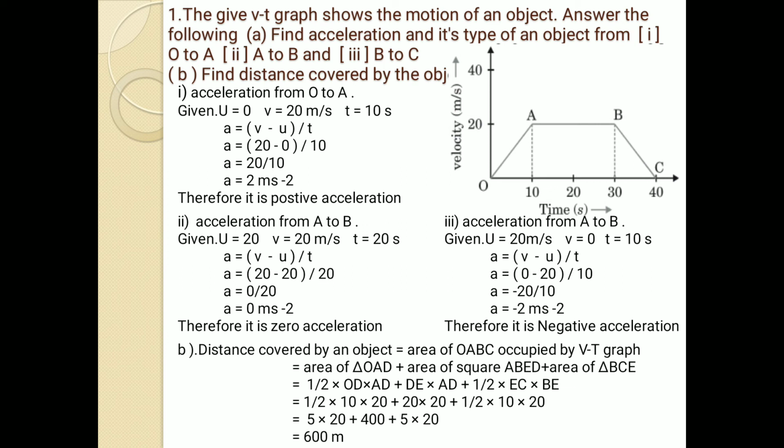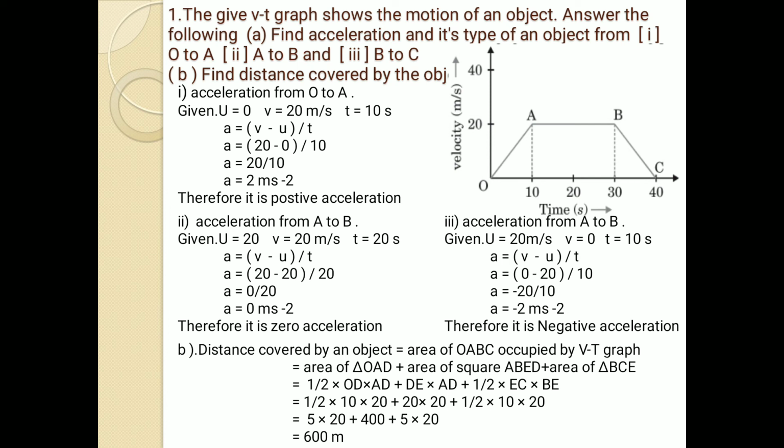Now you can substitute the values here. What is the formula to calculate the area of a triangle? Half into base into height. So half into OD, OD means 10, half into OD into AD, plus the area of the square, which is length into breadth, means DE into AD, plus again half into base into height, half into EC into BE. Substitute all the values.